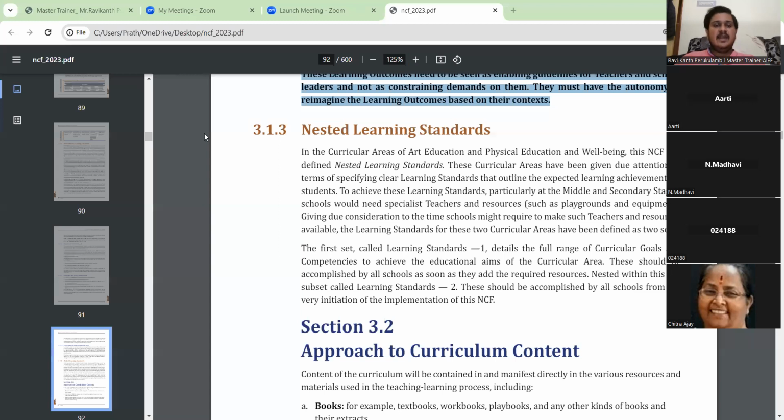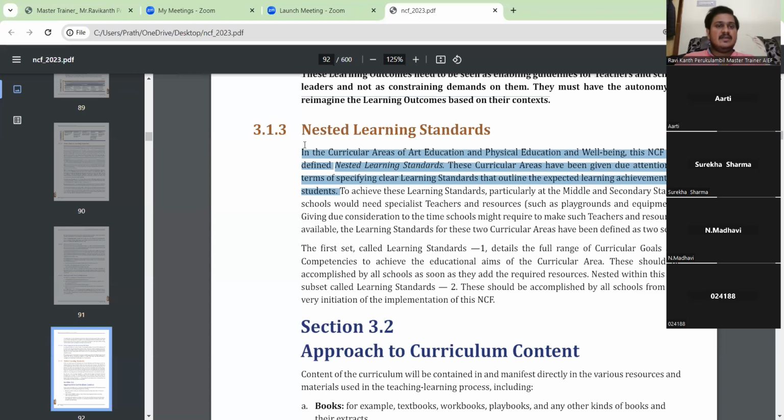Let us see 3.1.3, which is nested learning standards. In the curricular areas of art education and physical education and well-being, this NCF has defined nested learning standards. These curricular areas have been given due attention in terms of specifying clear learning standards that outline the expected learning achievements of students. So in these three areas, like art education, physical education and well-being, they have come up with specific learning outcomes which are to be achieved by the child.